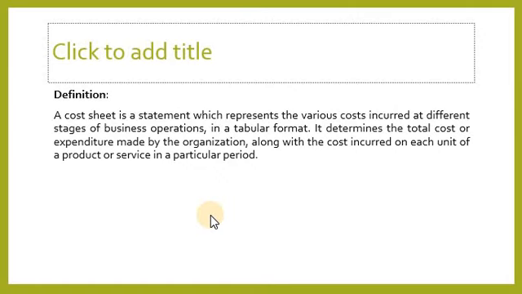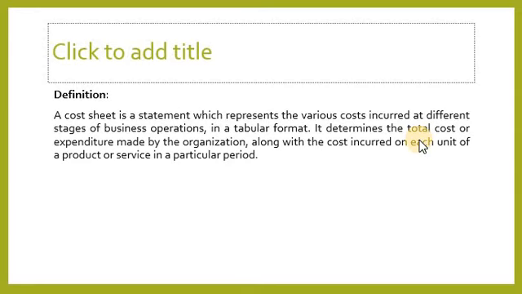In that format, we have to prepare the total cost. If you want to calculate the total cost, there are also some sub-departments of cost. All these costs are included in the cost sheet. That means a cost sheet is a statement which represents the various costs incurred at different stages of business operations in a tabular format, and it also determines the total cost or expenditure.